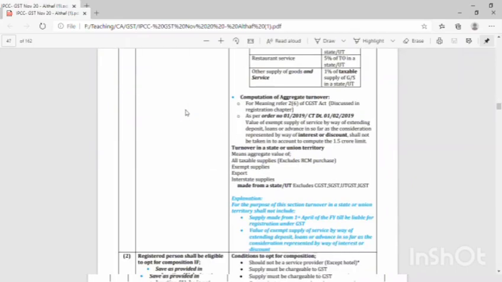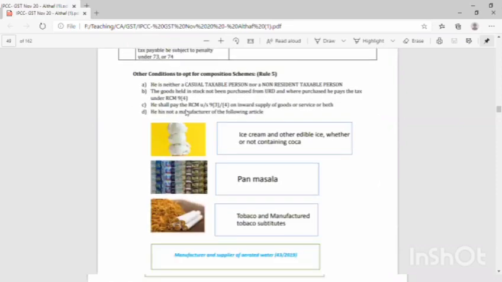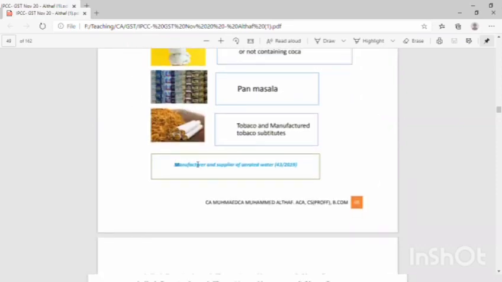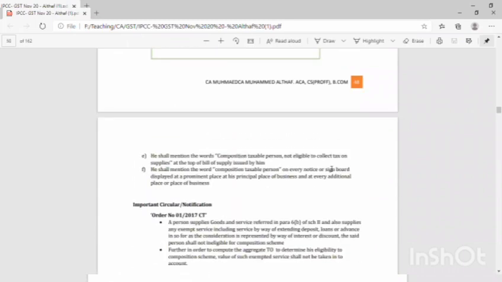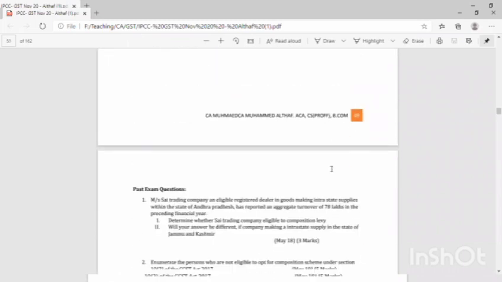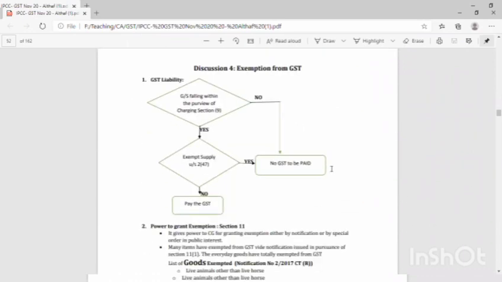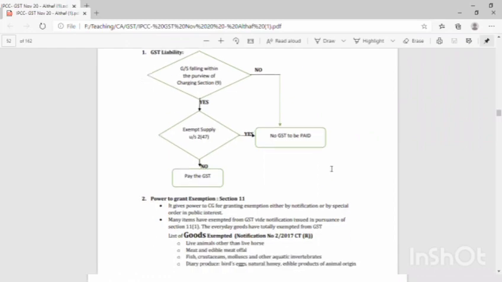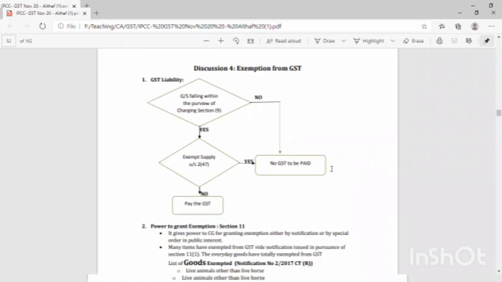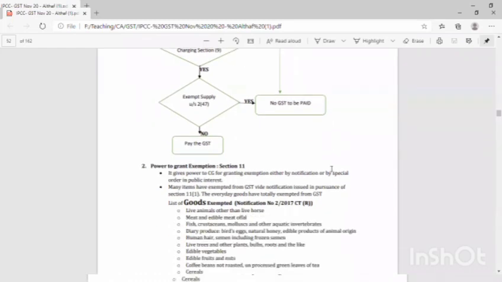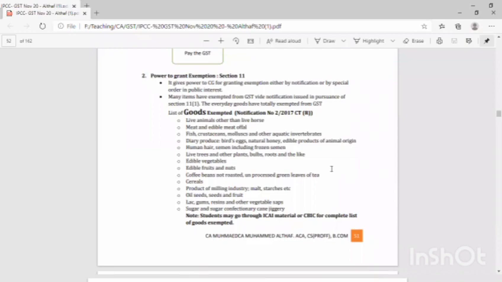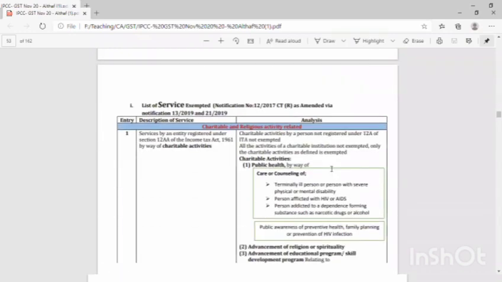Okay, that's it. Next one is that manufacturer or supplier of aerated waters, that is also an ineligible person for composition. Nothing else. That is the only amendment that happened in composition. There are no other amendments. Exemption, speaking, actually there is not much amendment in exemption. So it is very easy, because if more amendments came in exemption, it would be difficult to catch hold of all the amendments. But luckily there are only a few amendments. So we can just go through that.